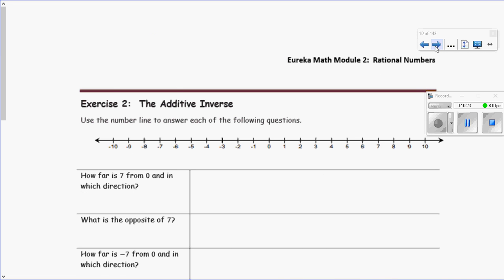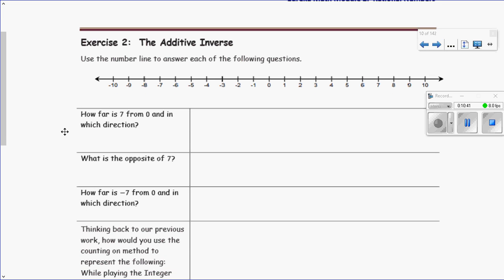We're going to do exercise 2. It's called the additive inverse. Okay, this one's going to help us really understand opposites and how they work together to get an answer. So first thing is, how far is 7 from 0 and in what direction? I want you to pause this and I want you to go ahead and answer all these problems. We'll call this one number 1, number 2, number 3. Go ahead and answer 1, 2, and 3 on your own. Unpause it when you are ready to see the answers. Okay.